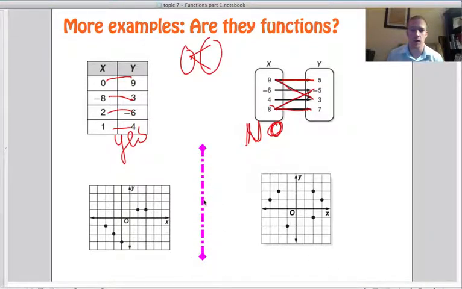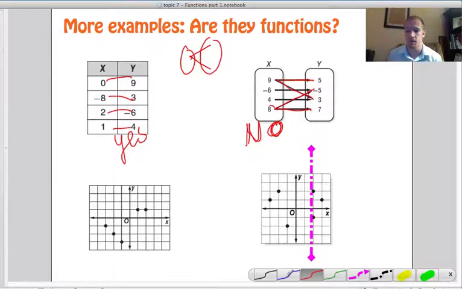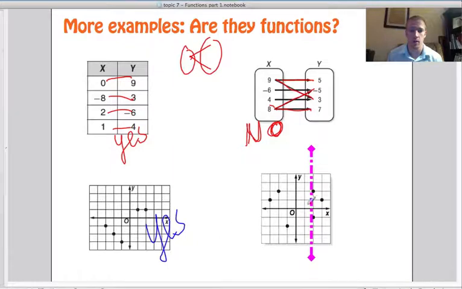Does it strike our graph in more than one place? Not once, once, once, once, once. So that is a function. Now look at over here. Once, once, once, twice. Hits it in two places. So this is not a function. So this one's yes. This one's a no. Because this and this, an input of 2, 1, or x gives us two outputs for the y's. So that's not a function.